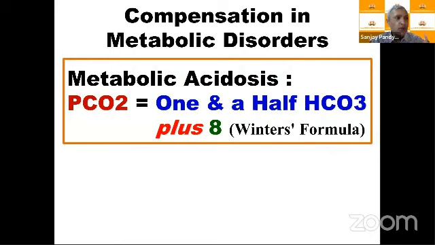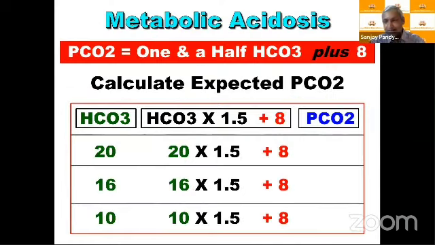Now we are going to have an exercise. If a patient has metabolic acidosis and bicarbonate is 20, what will be the expected value of PCO2? 1.5 times bicarbonate plus 8 is 38. So for 20, it is 38.